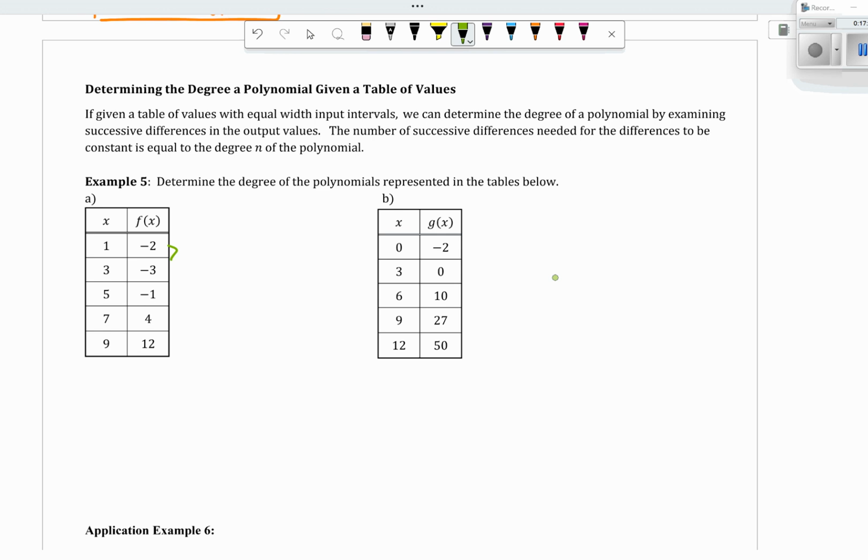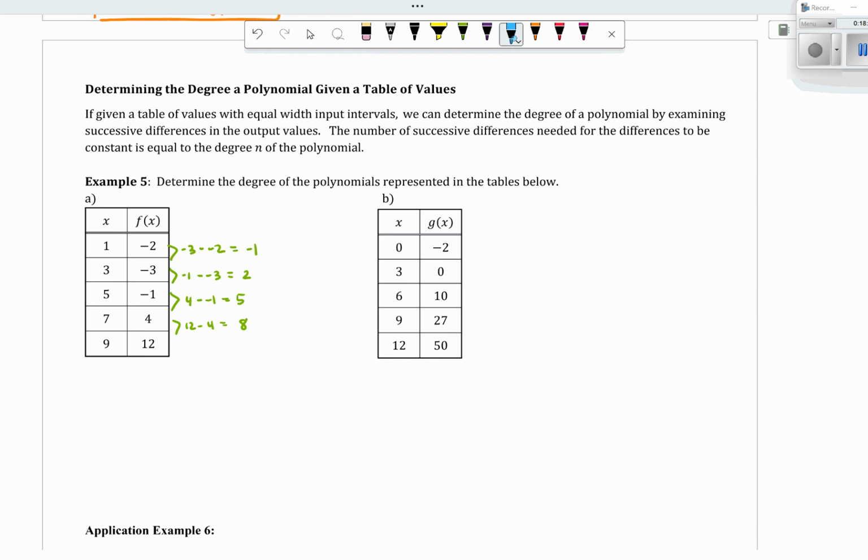So when you're subtracting, you have -3 minus -2. So -3 minus -2 is -3 plus 2. So you're subtracting them, and that gives us -1. And then here we have -1 minus -3. So again, minus minus becomes plus, so that's equal to 2. And then 4 minus -1 gives us 5. And then 12 minus 4 gives us 8.